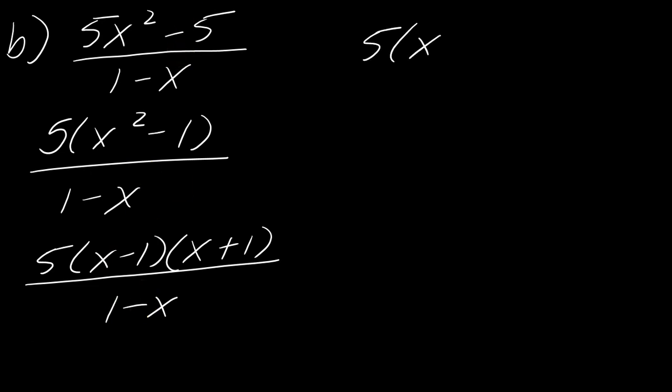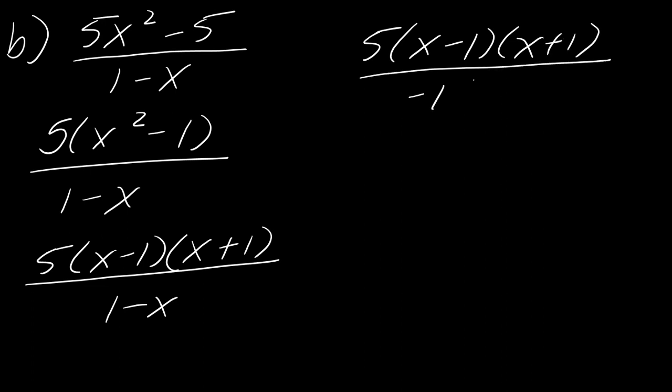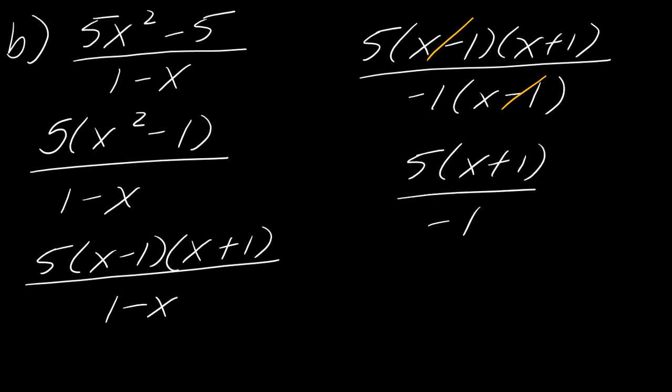So I'm going to factor out a -1. Now that flips the order in the denominator, so now my x minus 1s will drop out. So I've got 5 times x plus 1 over -1. So this will simplify to -5 times x plus 1.